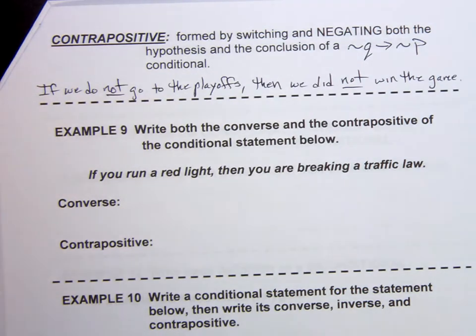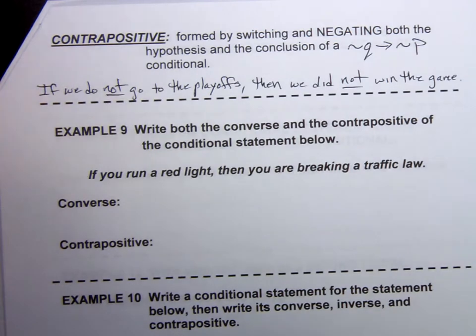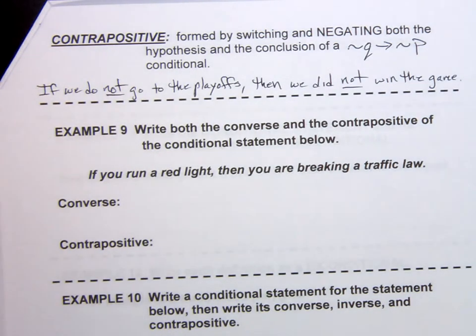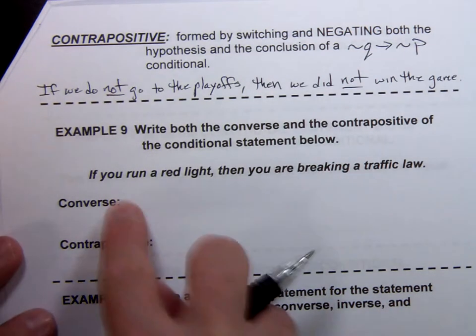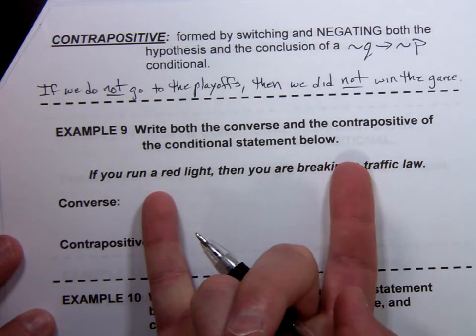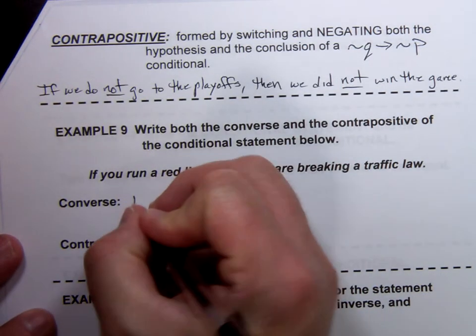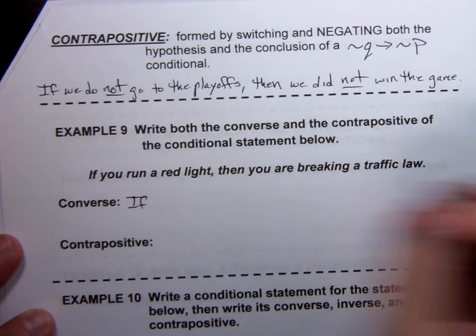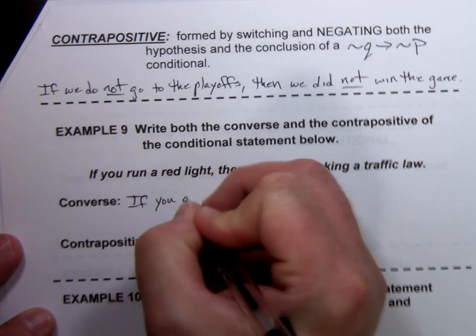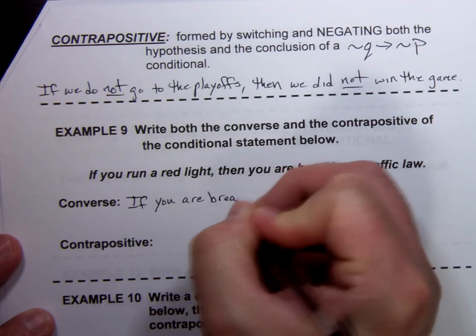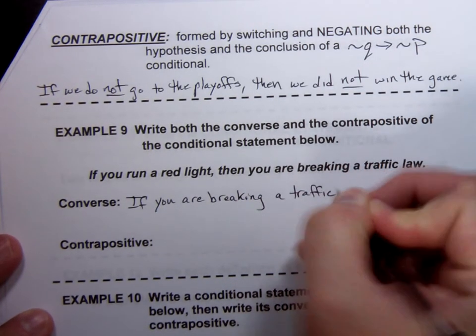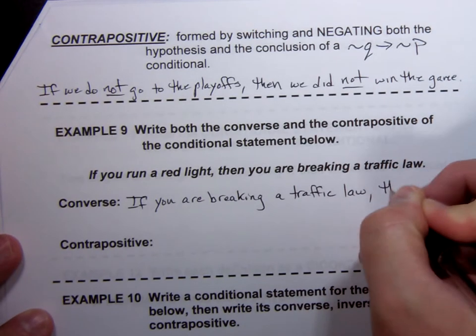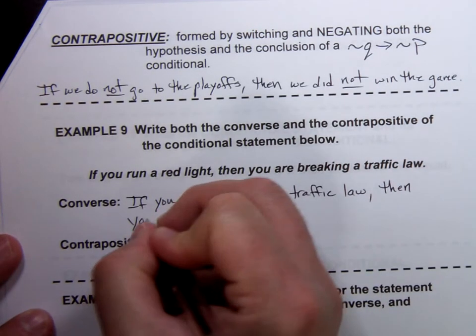All right, example 9 says write both the converse and the contrapositive of the conditional statement below. So here's the statement. If you run a red light, then you are breaking a traffic law. Remember, the converse switches the hypothesis and conclusion. So the converse would be if you are breaking a traffic law, then you are running a red light.